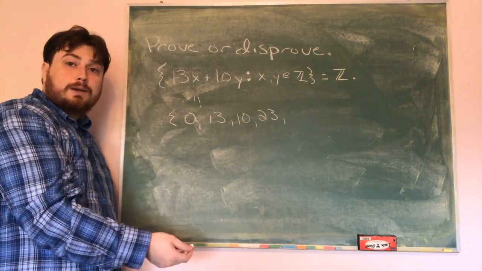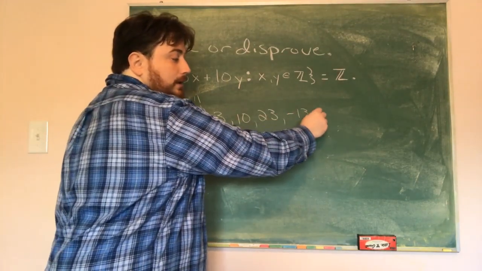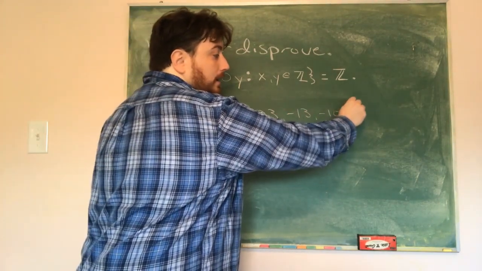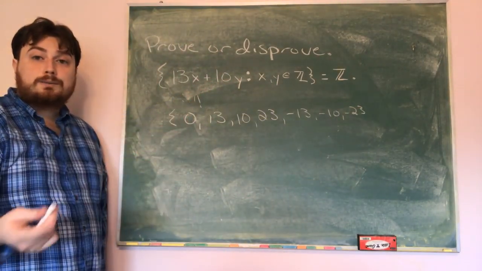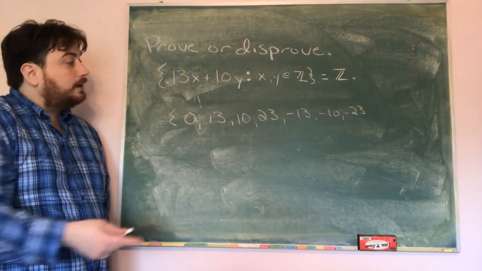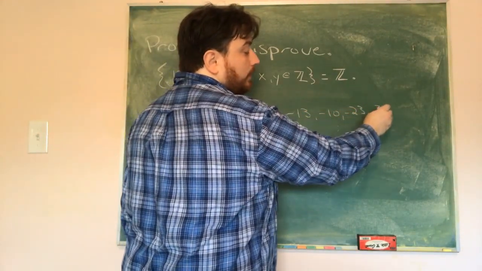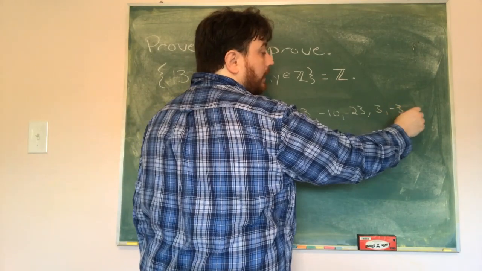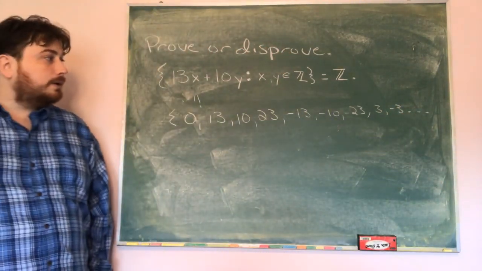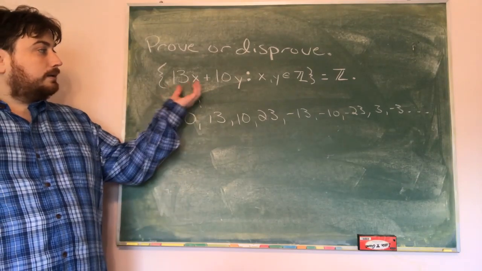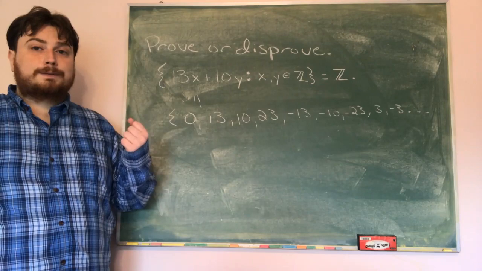But also I could have negative terms here, so I'm going to get something like negative 13, negative 10, negative 23. But I could also have one positive, one negative, so I might get 13 minus 10 is 3, or negative 13 plus 10 is negative 3. And so we're starting to get some numbers that we can create using 13x plus 10y, so we're getting an idea of what this set looks like.